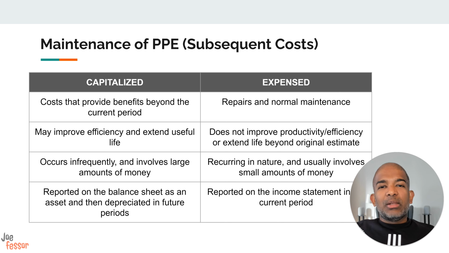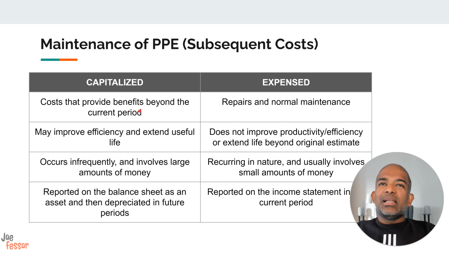Later in this session, we'll be looking into depreciation in detail, which is basically capitalizing an asset and then expensing it in the future periods. So understanding depreciation will help you go a long way in distinguishing what capitalizing and what expensing is.